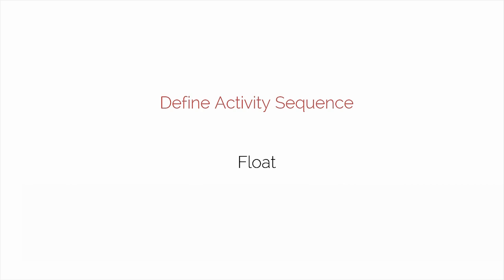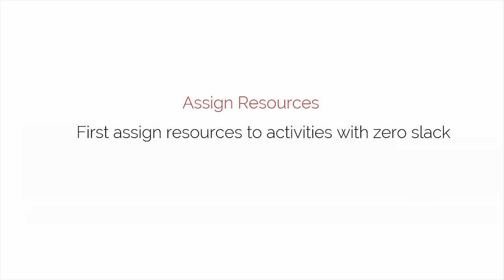The next activity is to assign resources. Resource availability and information from the activity sequence allows the project manager to assign resources to activities. A useful approach is to allocate resources to those activities with zero slack first. It's important that task owners be defined.